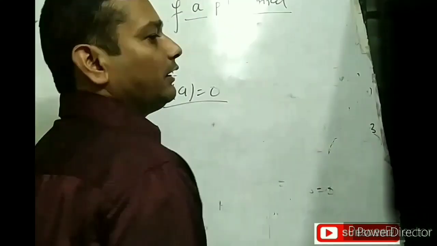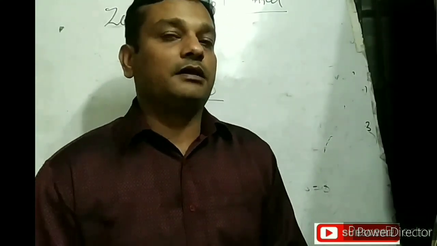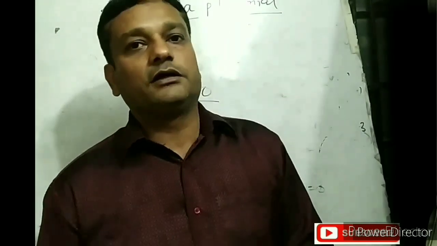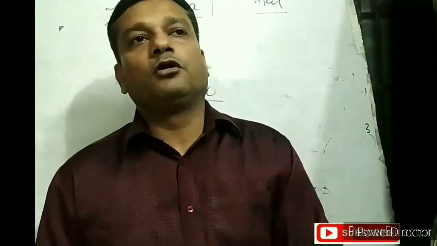p(x) is a polynomial, if p(a) is equal to 0, this means that on putting the value a for x, it becomes 0. That is called the zero of a polynomial.